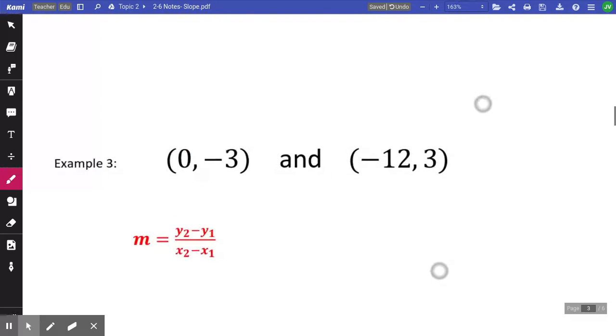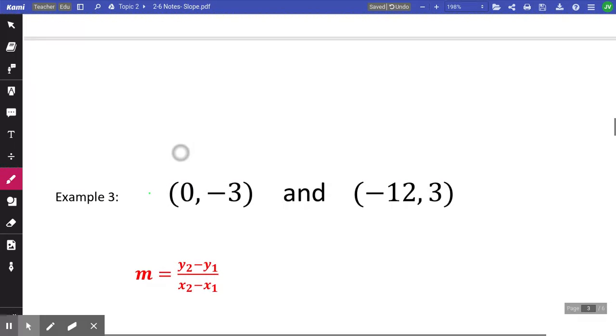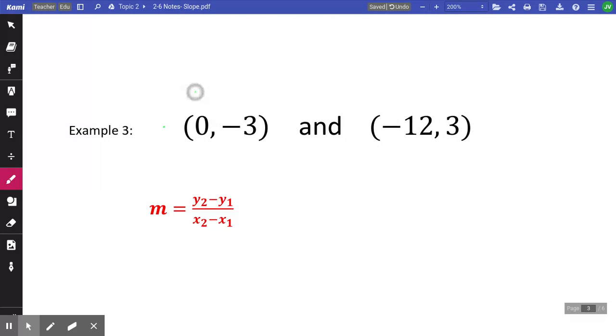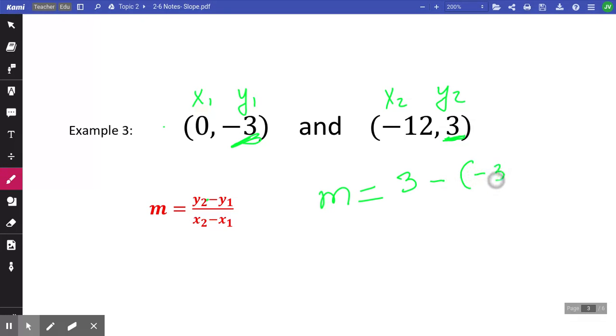All right. Another example. Again, always label it. It keeps you organized and it does not let you make mistakes. x1, y1, x2, y2. So let's start with the slope equals y2 minus y1. So I'm going to take this 3 minus negative 3. Be careful with the signs, okay? Over x2 minus x1. So I'm going to take this negative 12, subtract 0.